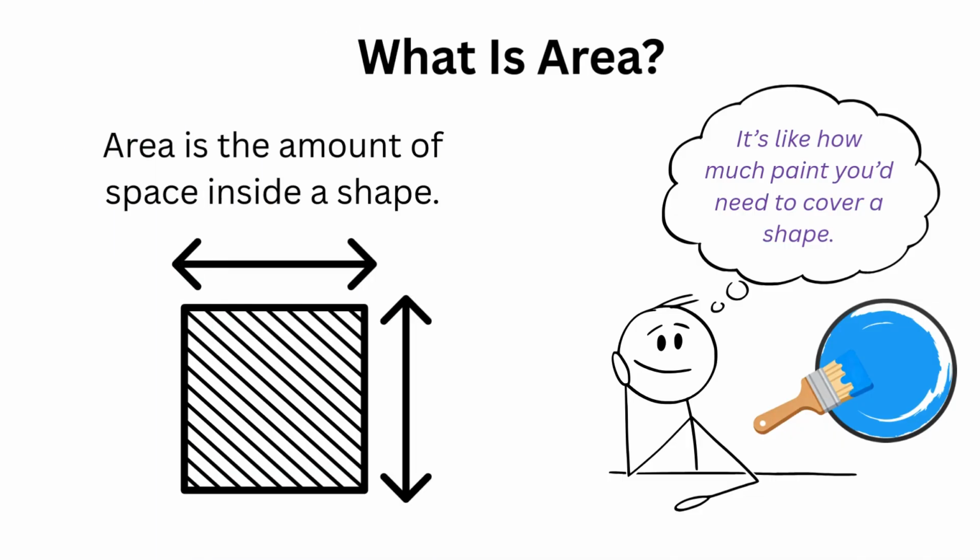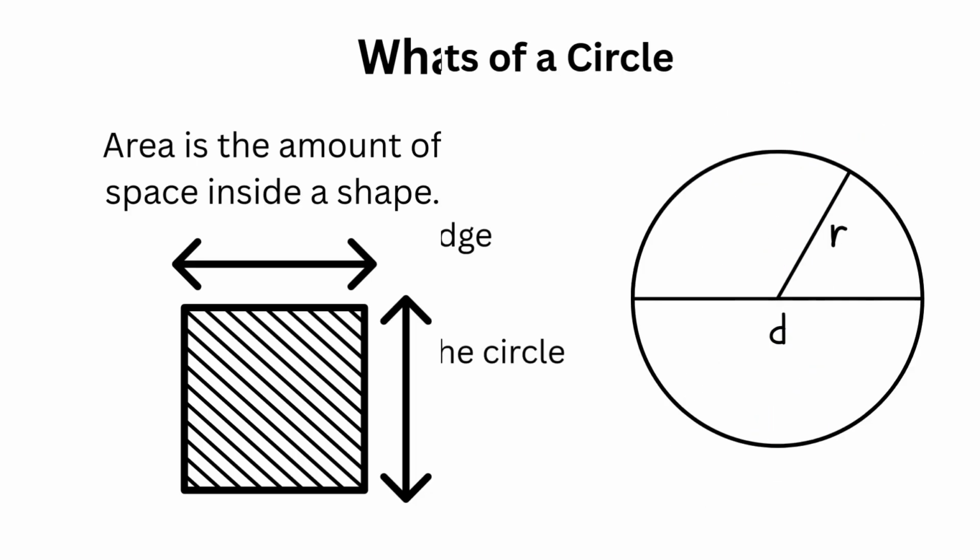Area is the amount of space inside a shape. You can imagine it as how much paint you would need to completely cover the surface of that shape. Now that we know what area represents, let's review some elements of circles.